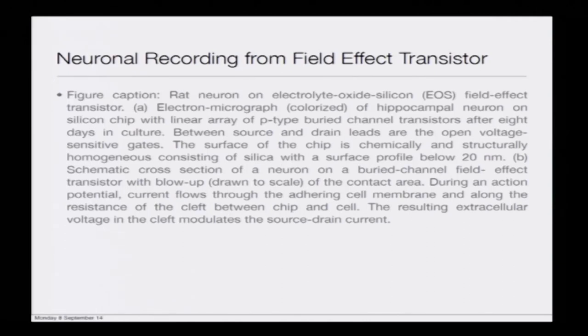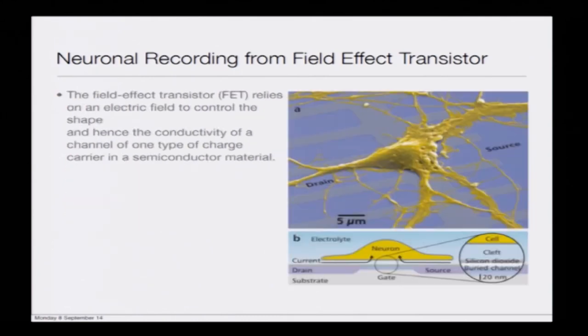So, the caption, what the picture you saw is basically: a rat neuron on an electrolyte oxide silicon field effect transistor. The electron micrograph of a hippocampal neuron, we have talked about it, on the silicon chip with a linear array of p type buried channel transistors after 8 days in culture. So, this was 8 days the cells are growing.